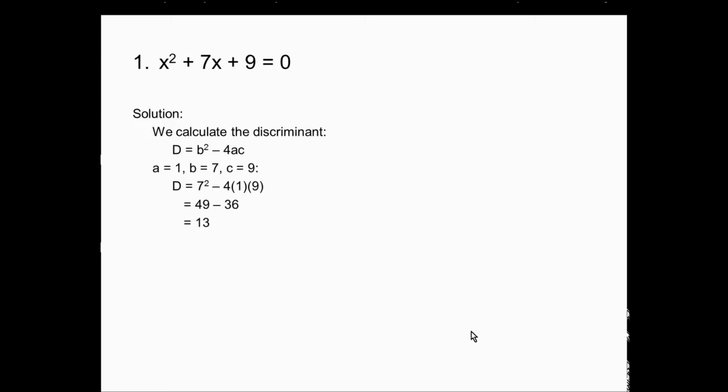It's positive. The discriminant is positive. A positive discriminant means 2 real solutions. Okay, 2 distinct real solutions. You can leave out the word distinct if you want. Most people, when they say 2, they mean 2 different.